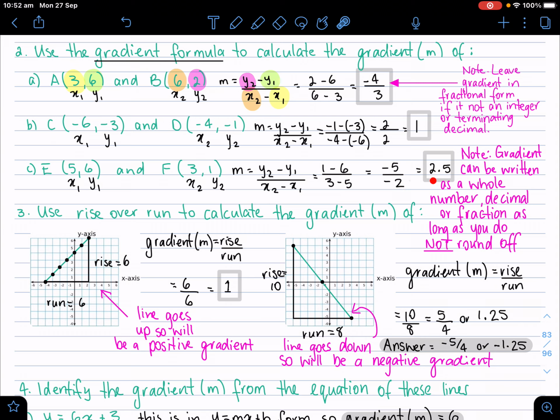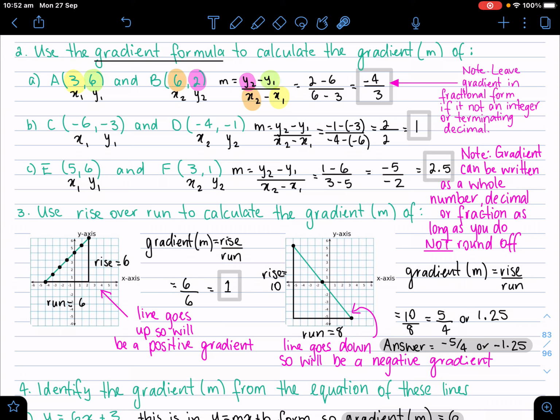It's often easier if you can write the gradient as a decimal or a whole number. It's easier to interpret, it's easier to grab realistic values from, and it's easier if you have to substitute anything back into the equation of the line. So that's how we use the formula. Let's move on to how we use rise over run.